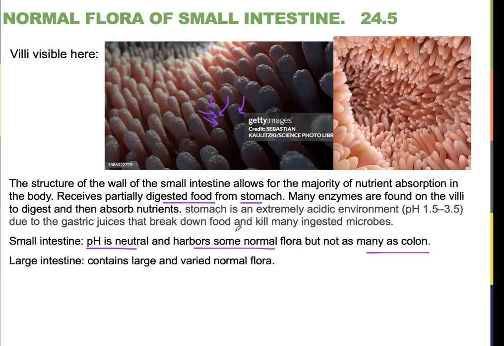It is made to absorb nutrients, macronutrients, micronutrients, and even though food is moving through swiftly-ish, right, it does have normal flora.